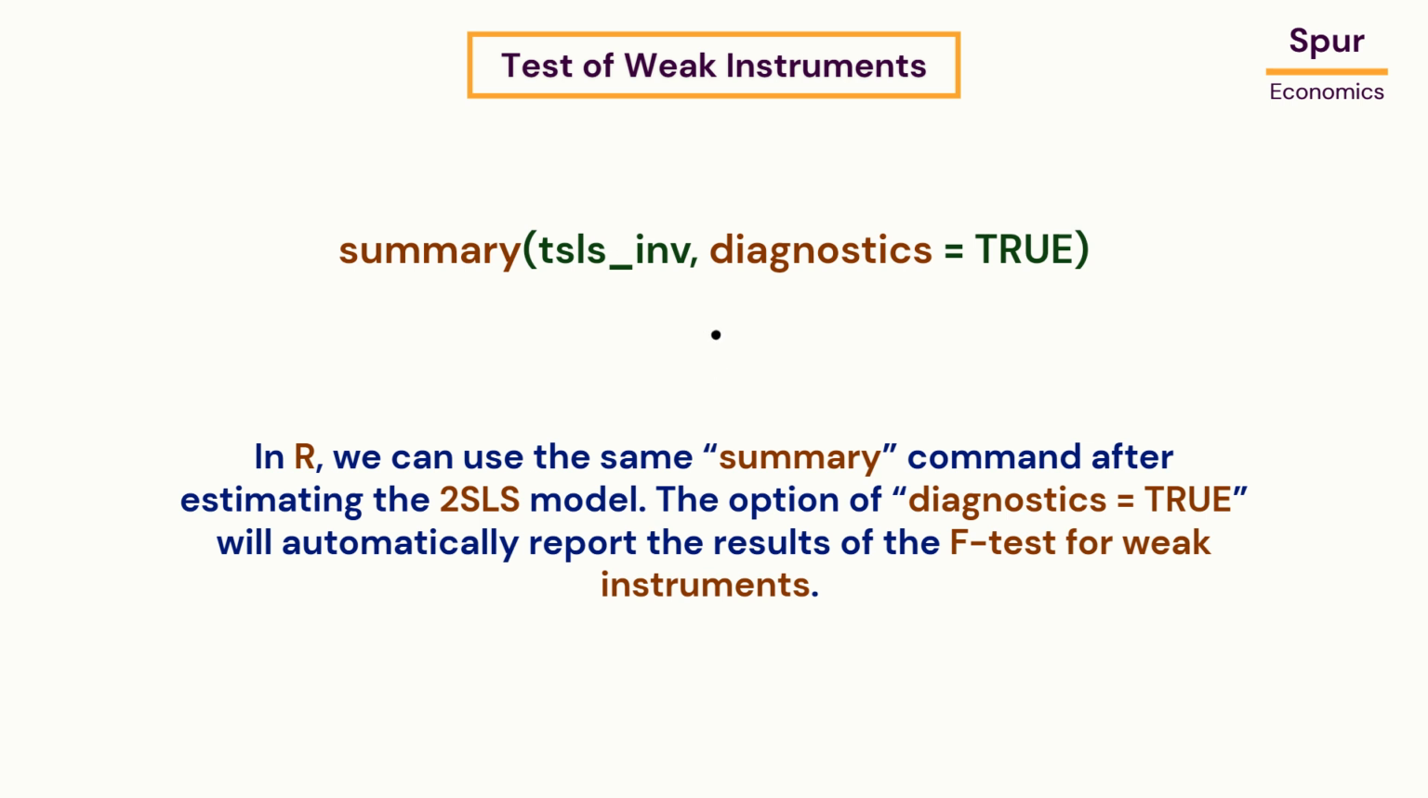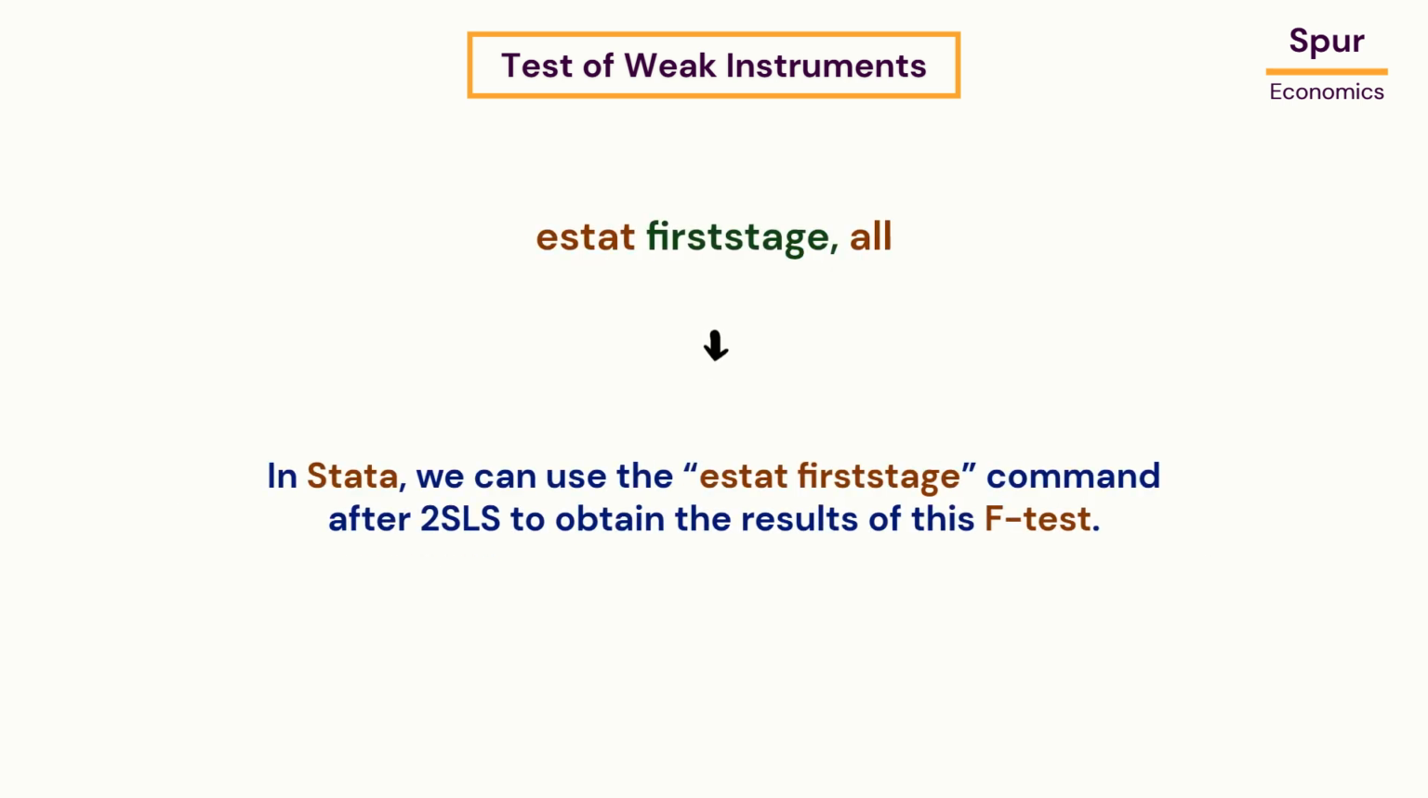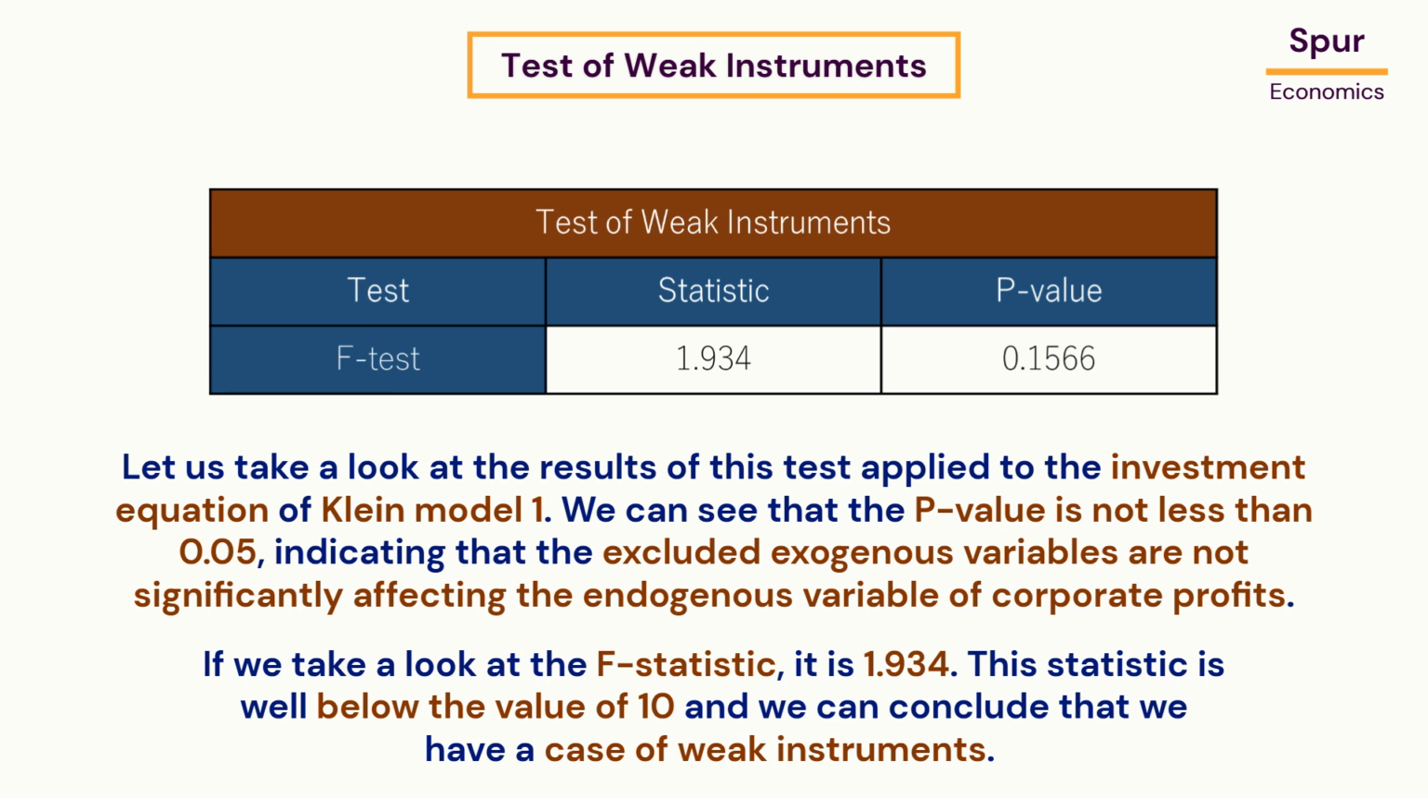In R, we can use the same summary command after estimating the 2SLS model. The option of diagnostics equal to true will automatically report the results of the F-test for weak instruments. In Stata, we can use the estat firststage command after 2SLS to obtain the results of this F-test. Let us take a look at the results of this test applied to the investment equation of Klein Model 1. We can see that the p-value is not less than 0.05, indicating that the excluded exogenous variables are not significantly affecting the endogenous variable of corporate profits.